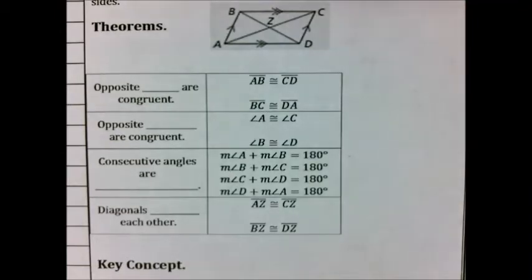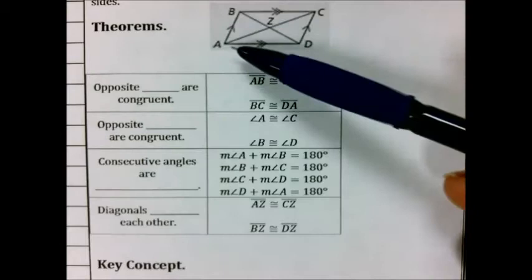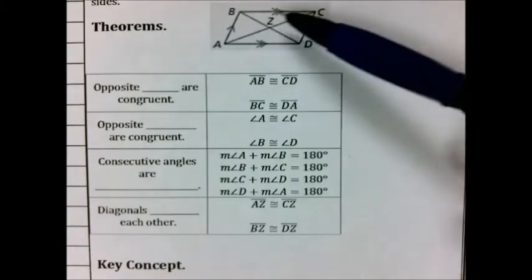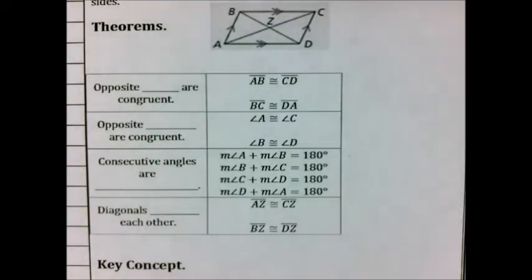The first one says that in parallelograms, opposite sides, that's your blank here, opposite sides are going to be congruent. That means when we're looking at this parallelogram up here, AB is going to be congruent to CD, and BC, this top one, is going to be congruent to DA. The opposite sides are going to be congruent.